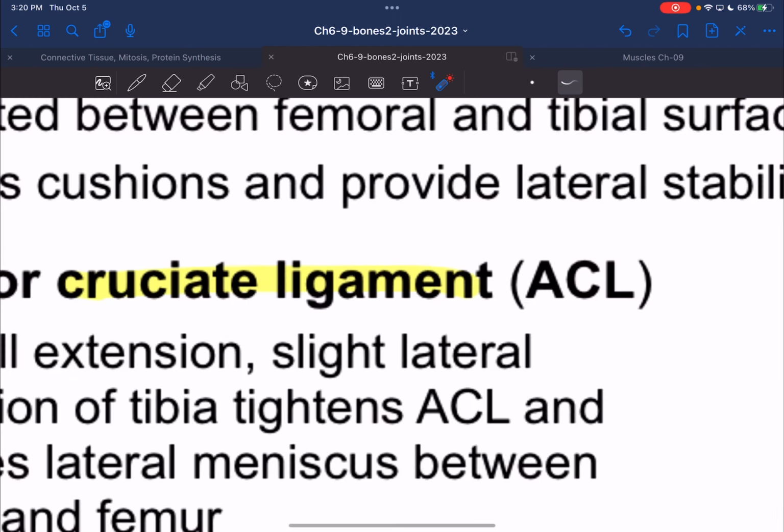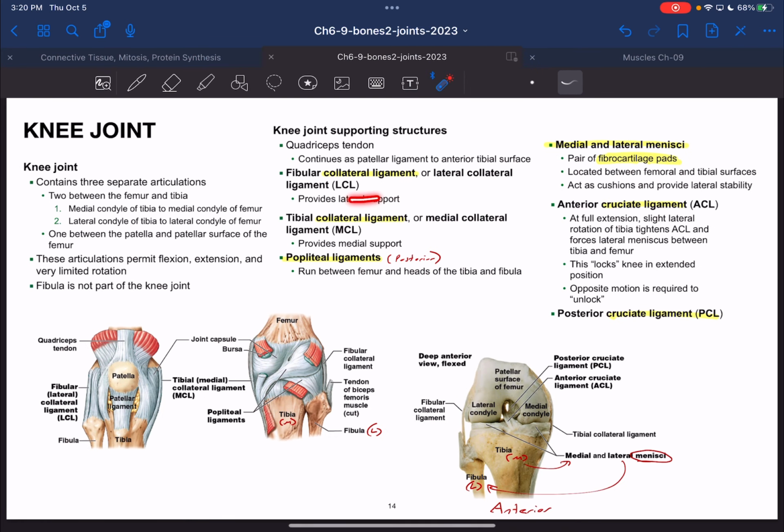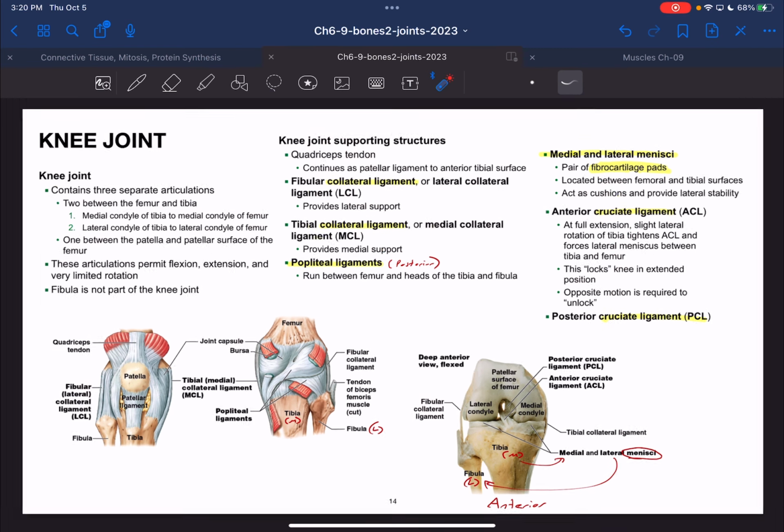And so now you understand what an ACL tear is. It's an anterior cruciate ligament tear. And you don't need any of this general information that's here. It's here just for you for reading.